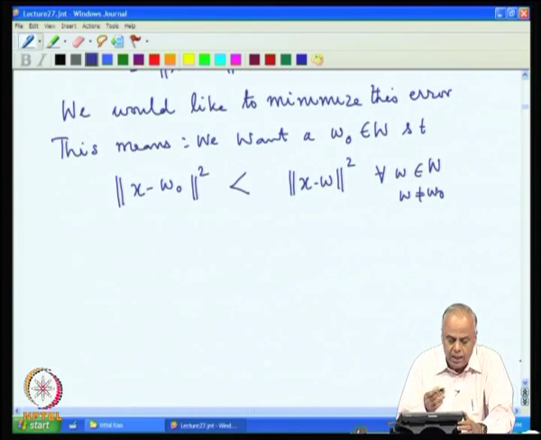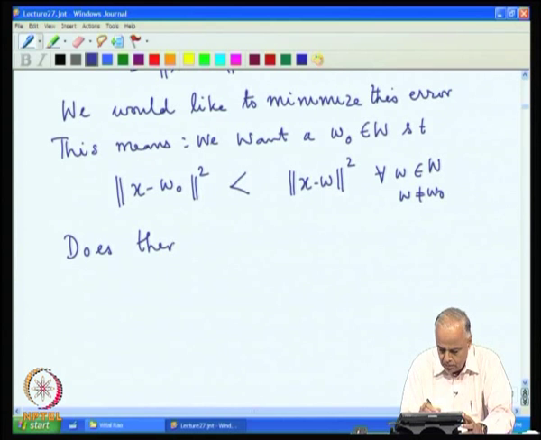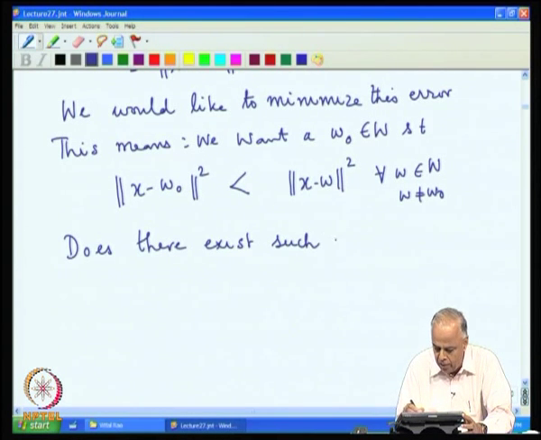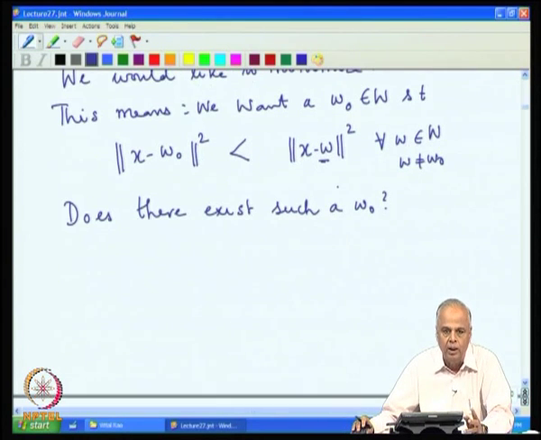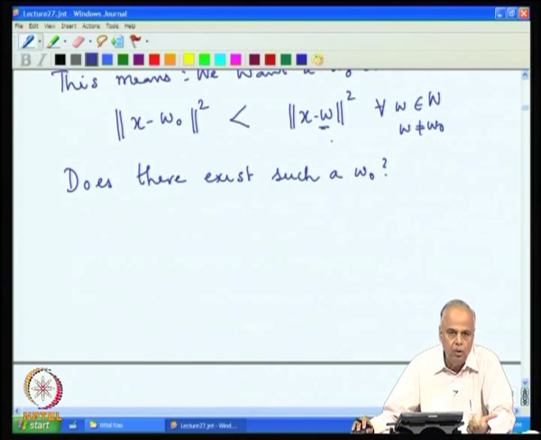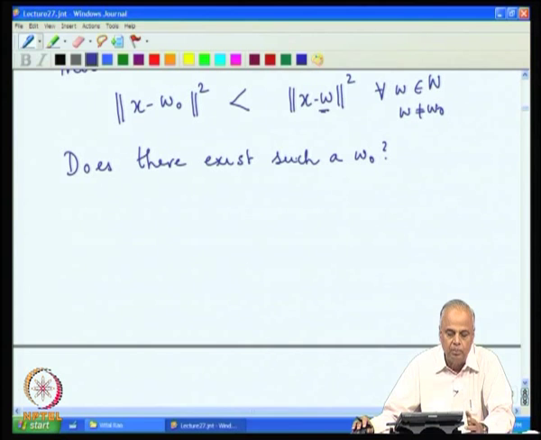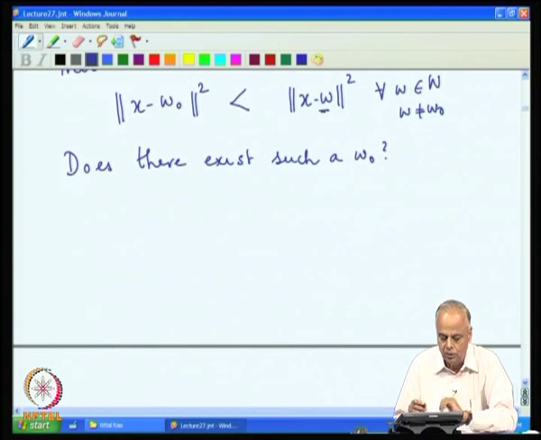Okay. Does there exist such a W naught? Obviously, the way we have stated, it means the W naught is unique, because the moment you pick W naught, every other W is going to get more error. So, we are expecting that there will be a single vector W naught which will approximate it. So, we would like to know whether there exists such a W naught. Let us investigate this question.